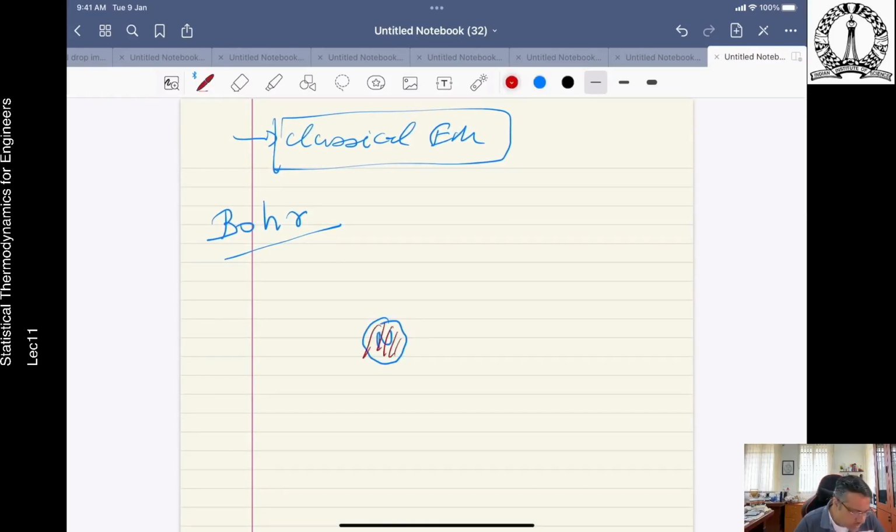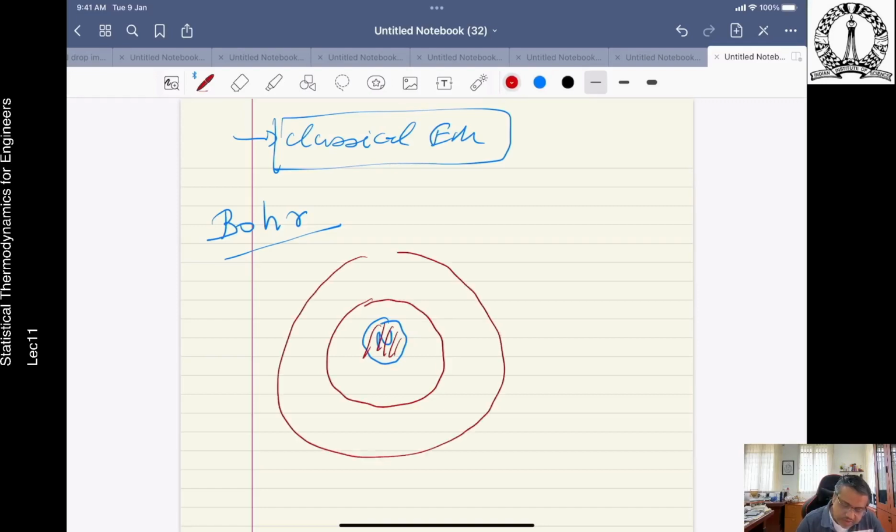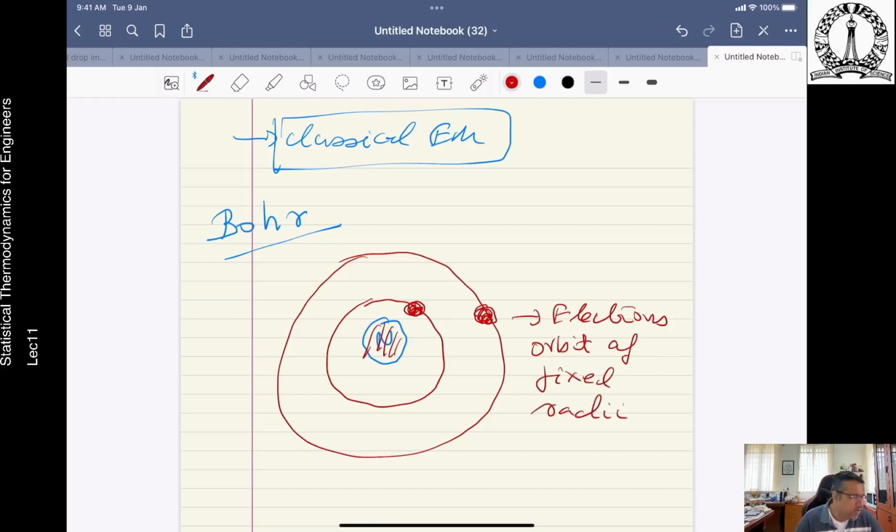Let's call it the nucleus, and then there are these orbits, with electrons rotating in them. So electrons orbit at fixed radii. This was the Bohr model.